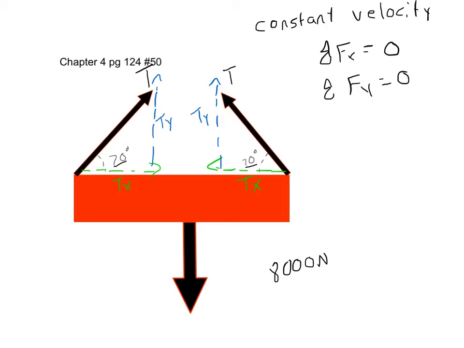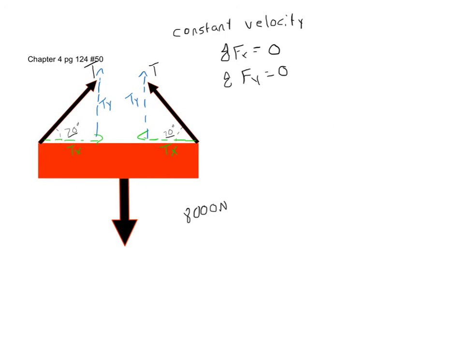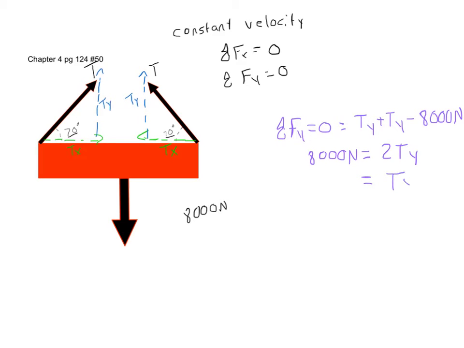Now, since we have the net force acting in the y equal to 0, let's magnify this one. That means that the tension in the y plus the tension in the y minus the 8,000 newtons have to equal 0. That means we have 8,000 newtons, if we move the 8,000 newtons, is equal to 2 Ty, which means the tension in the y is going to simply equal 4,000 newtons.